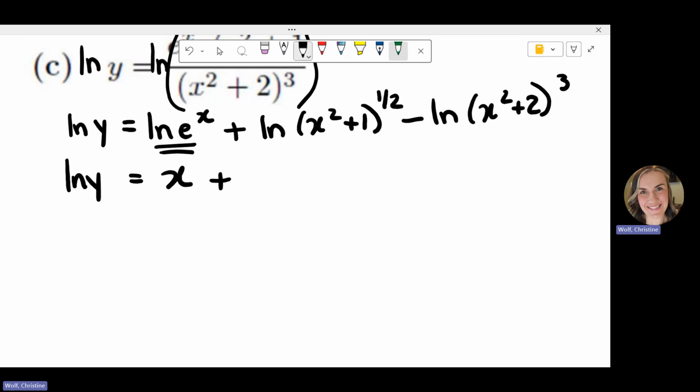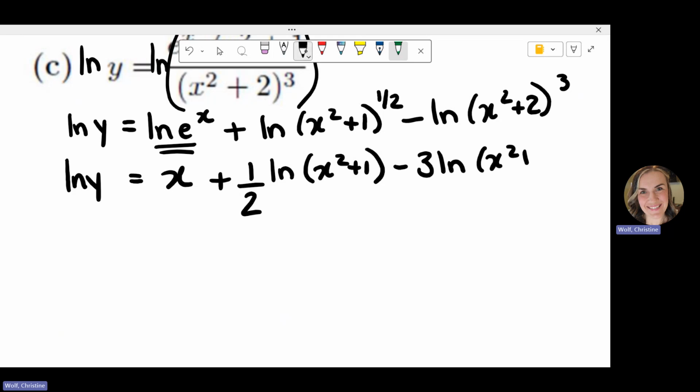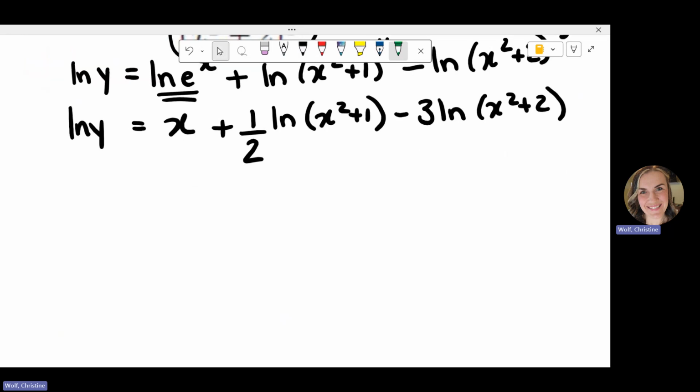I see a power, so I'm going to use the log power rule, which means the 1/2 plops down in front of everything, and I just recopy. No derivative business yet. And then -3, recopy your ln, x squared plus 2. Okay, now we've done all the log laws possible. Now we take the derivative of each side.